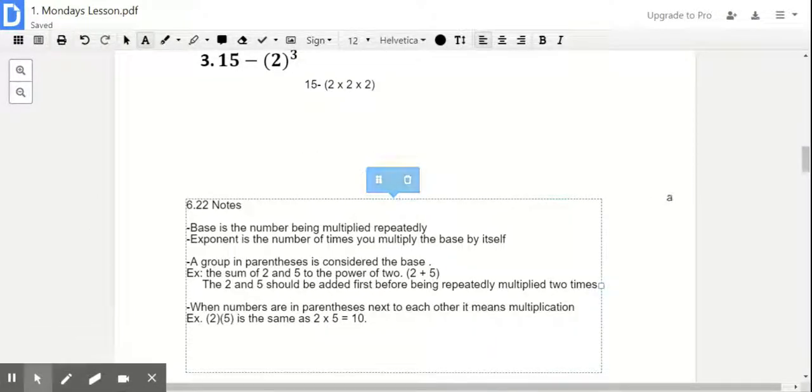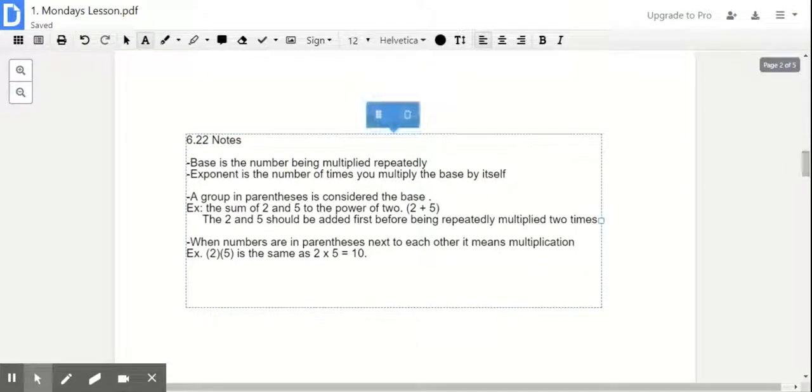All right, now let's get into your notes for today. So, of course, we were going to be getting into the definitions for base and exponent again, because it's always good to know these. And then you're going to add in a group in parentheses is considered the base. So, example, the sum of 2 and 5 to the power of 2. 2 plus 5 is in parentheses, and this is our base because the exponent will be on the outside of this. And then you will be adding those first before repeatedly multiplying the base to each other 2 times.